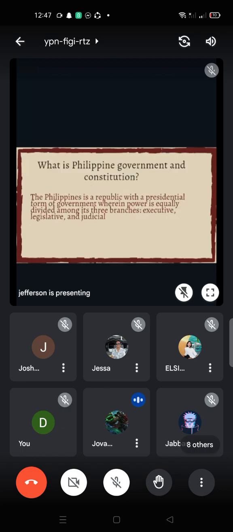What is the Philippine government and constitution? The Philippines is a republic with a presidential form of government wherein power is equally divided among the three branches: the executive, the legislative, and the judicial.